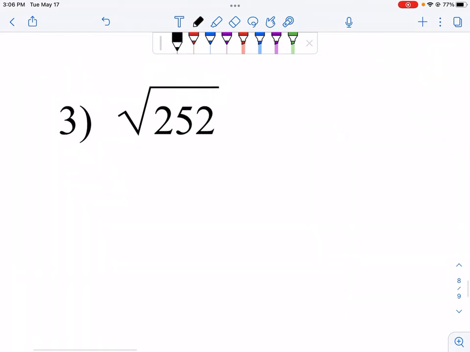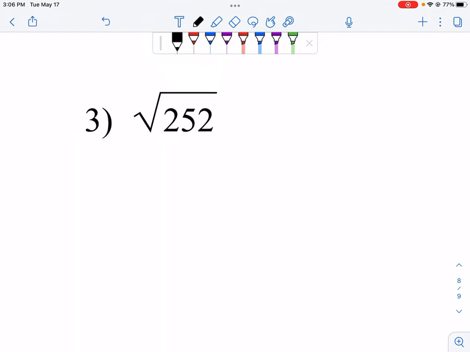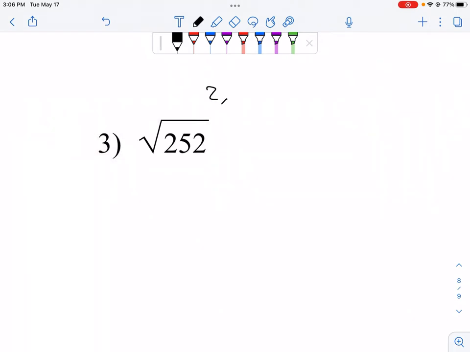All right, 252. I'm going to break this down using my prime factors of 2. If I run out of 2s, I'll try 3s. If I run out of 3s, I'll try 5s, 7s, 11s. So my prime factors. So I'm going to break this down. 2 times 126. And then I can break 126 down. 2 times 63.